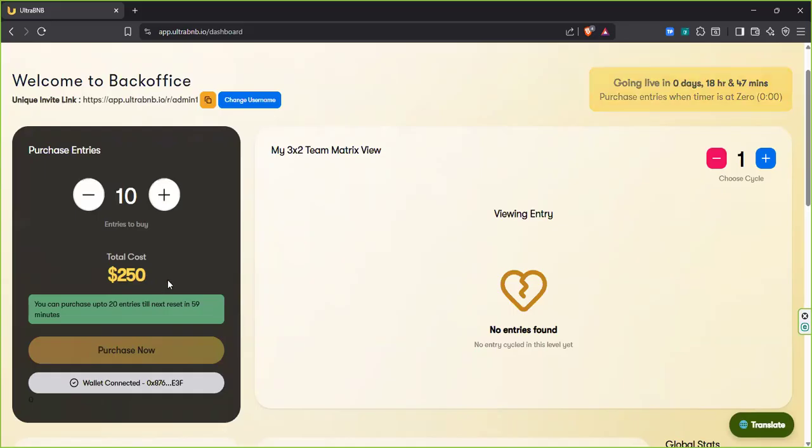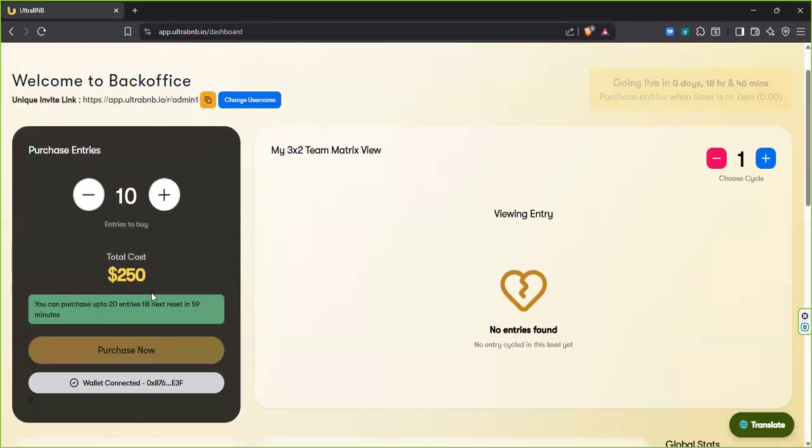Once you've selected this, all you have to do is click purchase now, but you have to make sure that you have the exact amount and at least a little bit of BNB to cover the extra gas fees. If you're planning to start with 10 entries, then plan on having about $5 extra for the gas fee. The system is not going to deduct all $5 as the fees. It's just going to take the gas fee and leave the remaining balance in your wallet.